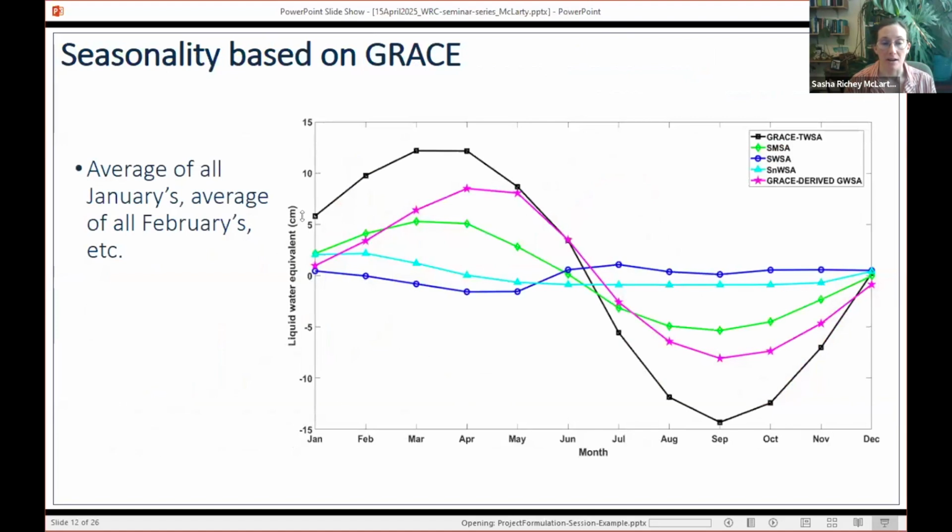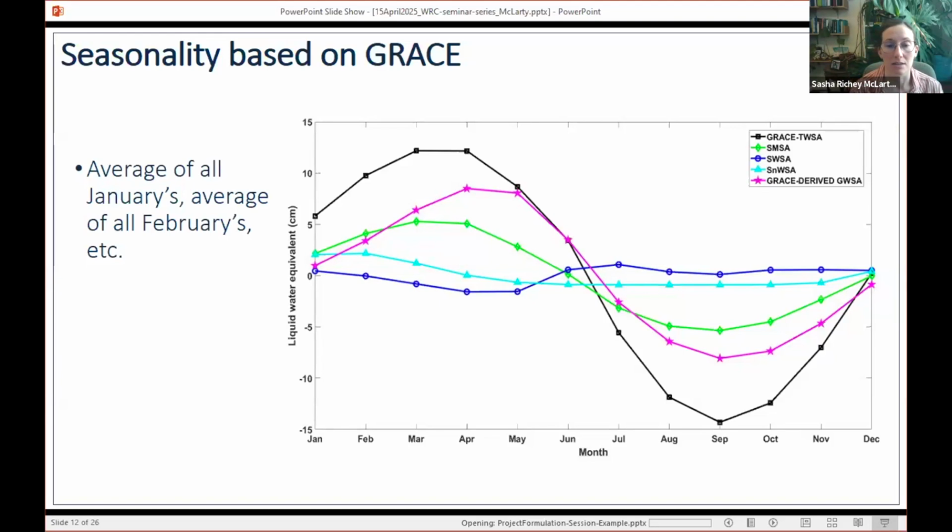So in black, we have the GRACE signal. In pink is groundwater, green soil moisture, dark blue surface water, cyan snow. So for a climatology figure like this, for January, you take the average of all the Januaries in your record, the average of all the Februaries, the average of all the Marches, and it gives us a really nice, clear seasonal signal of the different water budget components.